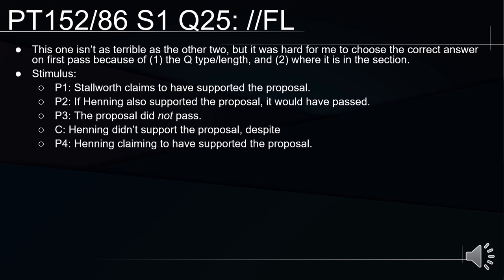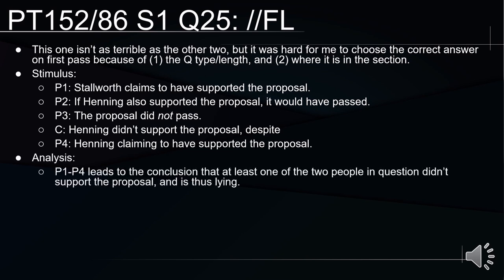And so I do feel like I have to tag on this last P4 here. I didn't know what Henning claimed or didn't claim about it in P2, but the conclusion does add on this last bit of premise that Henning did in fact actually make this claim to support the proposal. The analysis isn't too bad for this one. If we just take P1 through P4 here, it leads to the conclusion that at least one of the two people in question didn't support the proposal and is thus the liar. Stallworth claims to have supported the proposal. Henning claims to support the proposal.